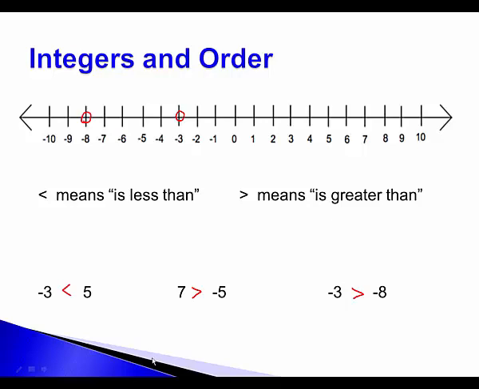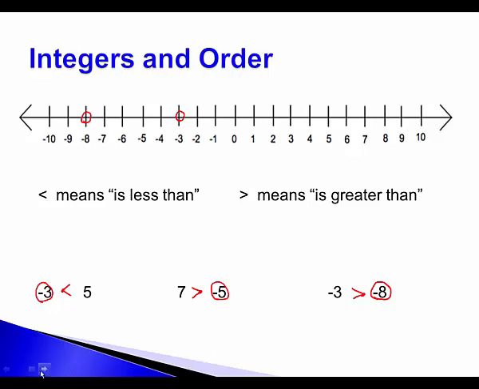Sometimes students have trouble remembering which one of these symbols is which, but regardless of whether you could remember what to call it or not, you could remember how to put it into the sentence correctly. Notice that the little end of the symbol will always point to the smaller of the two numbers. This number is smaller, and here's the little end of the symbol. Notice that this is the smaller of the two numbers, and here is the little end of the symbol.